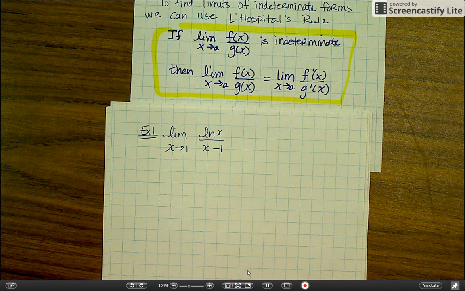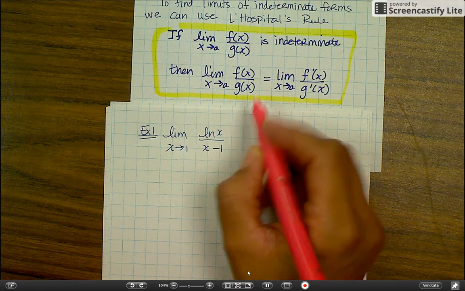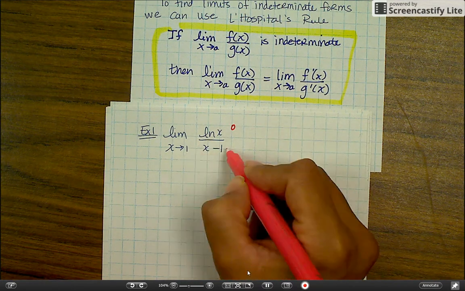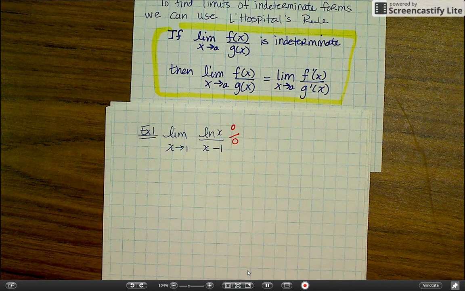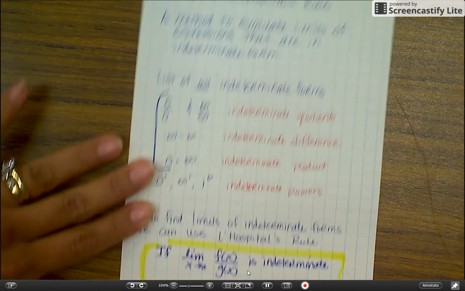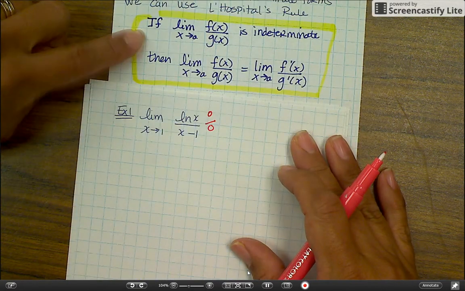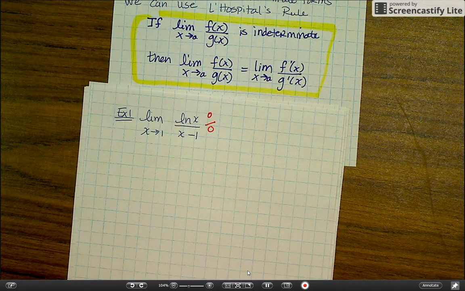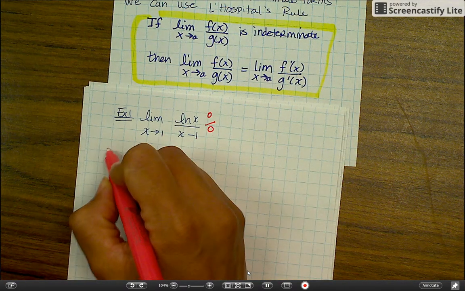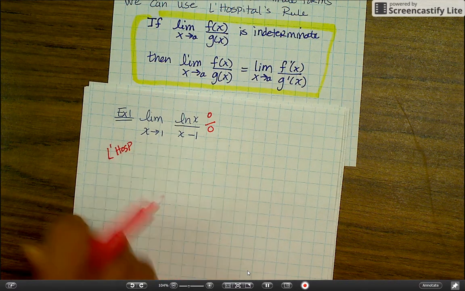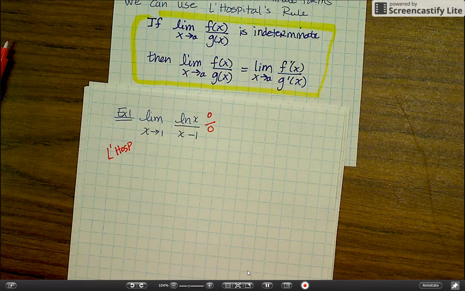All right, so the first one that we're going to do, our first example, is this: the limit as x goes to 1 of natural log x divided by x minus 1. So let's see what happens when we put in 1. If we put in 1, natural log of 1 is 0. And in the denominator, if we put 1 in there, we have 0. So is this an indeterminate form? Yes, it is. So then I get to use L'Hopital's rule. Since it's already a fraction, I'm going to apply L'Hopital's rule, and I write this off to the side so I remember what step I did it in.